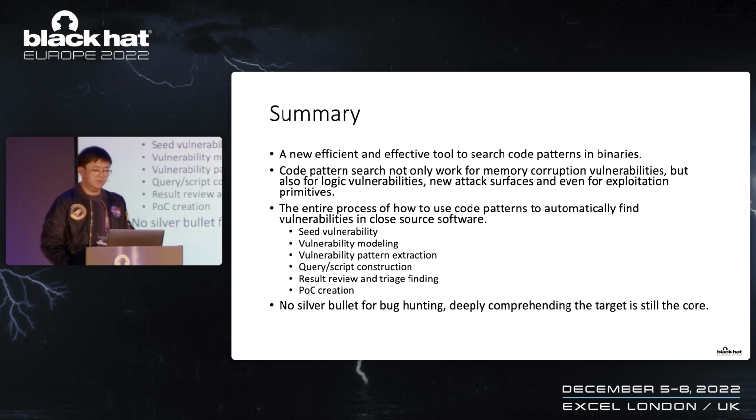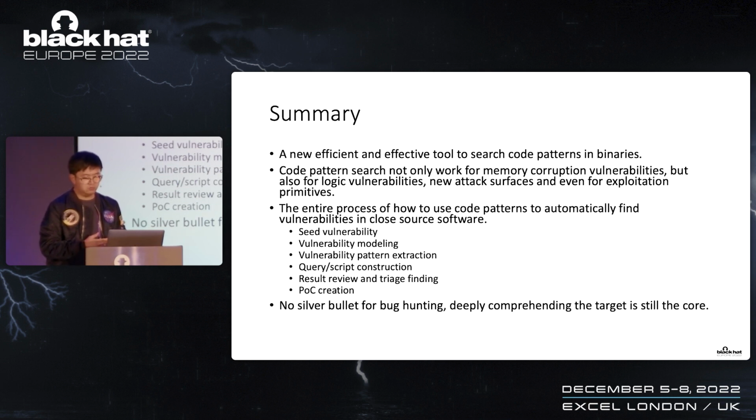Last, summary and takeaways. Firstly, with the help of Hex-Rays APIs, it's definitely viable to create a code pattern search tool for binaries. The idea of code pattern search primitives can also be used in other static analysis tools such as Binja and Ghidra.